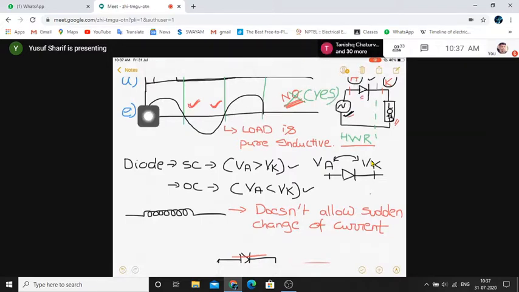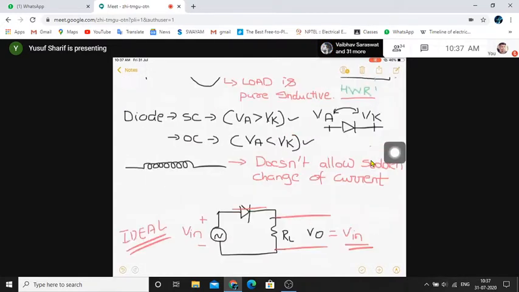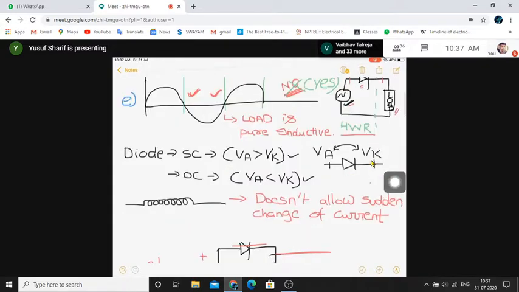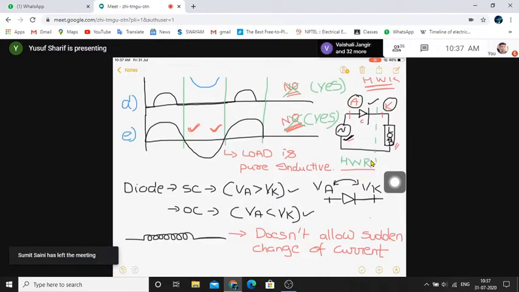The output voltage waveform will be sinusoidal. And what was the reason? The reason was the pure inductive load. And I gave you a hint. The hint was that an inductor doesn't allow sudden change of current. I also gave you one more point: the inductor will charge in the positive half and the inductor will discharge in the negative half. I told you to try this once, whether you are able to get this waveform or not, and do let me know.